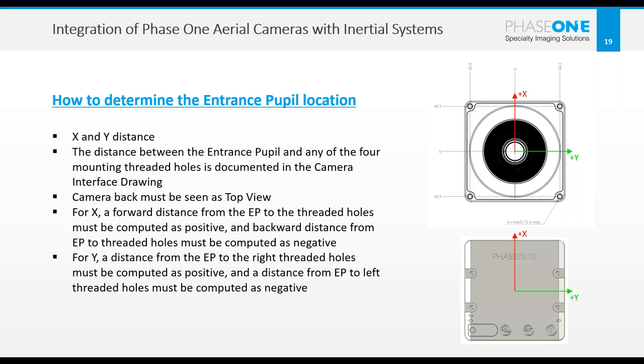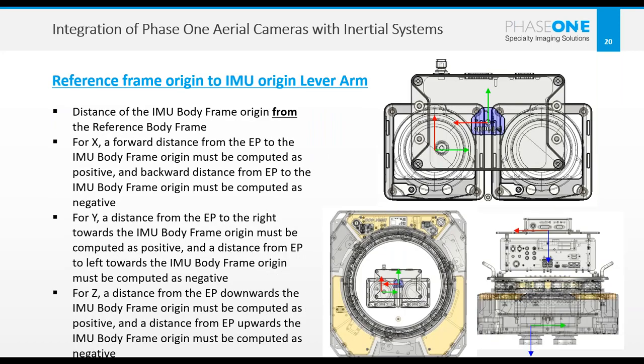So for any calculation to a well-known point, any of these 4 mount holes can be used, but you need to consider the direction of the value, whether it's positive or negative. Either you consider the lower right or lower left mount hole to be your reference in your mounting frame, and from there measure the distances to the IMU origin, which we will see in the next step. So, the reference frame origin to IMU origin lever arm.